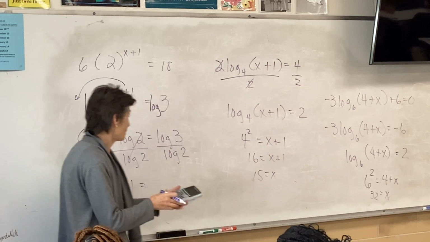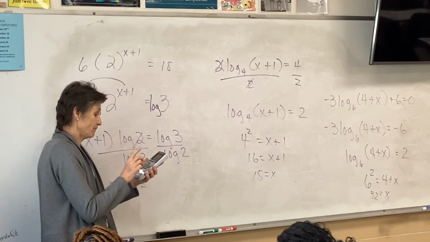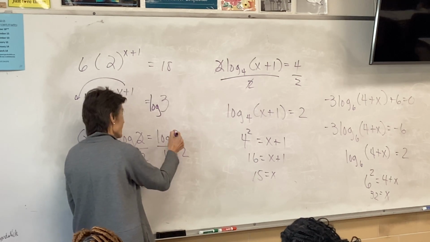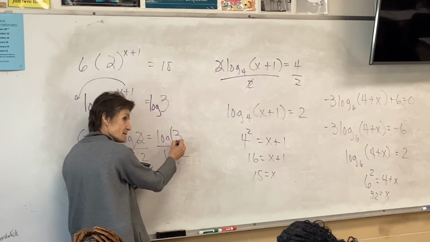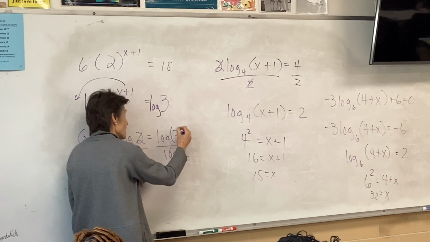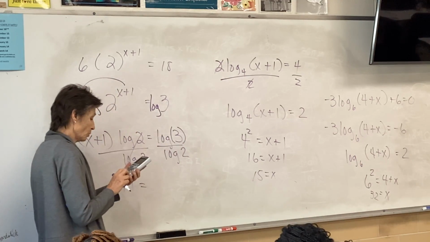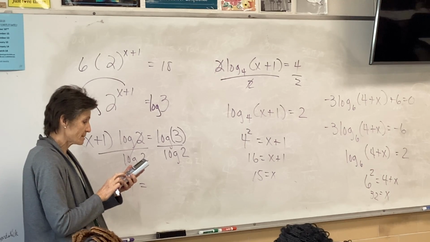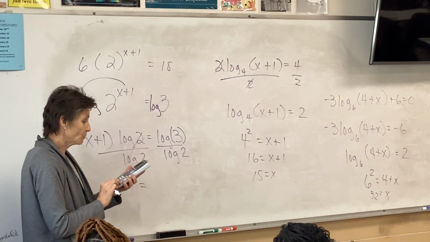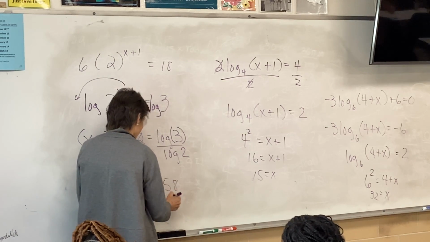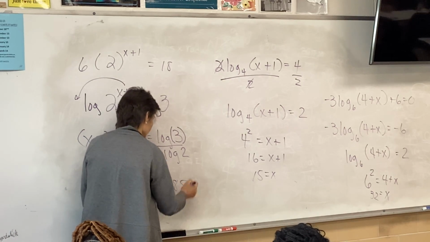So I'm going to type that in on my calculator carefully, because when I type log, that parentheses comes in. Make sure you close it before you divide. So log 3, close parentheses, divided by log 2. I got 1.5850.